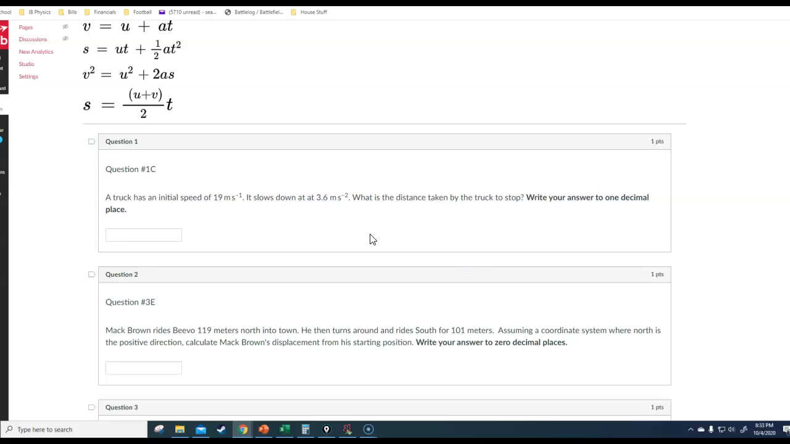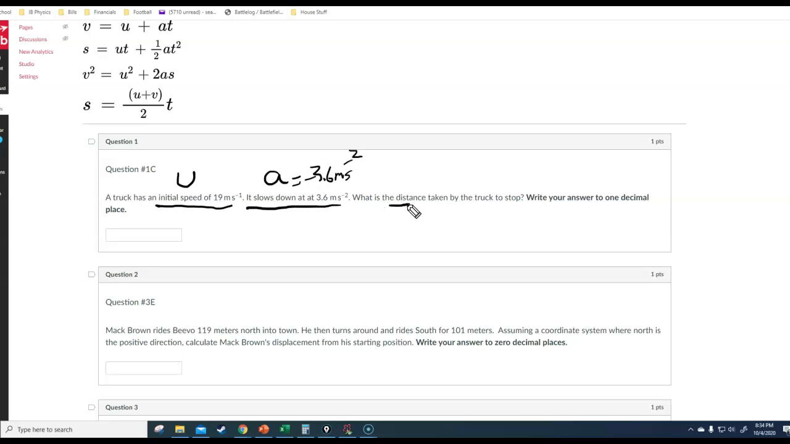Okay, so question number 1C says a truck has an initial speed of 19 meters per second. Okay, so I'm going to label this as u. That is going to be my initial velocity. It slows down at 3.6 meters per second squared. Now, a lot of people had issues with labeling this as negative 3.6 meters per second squared. Now, do they tell you the negative sign? No. But look, if the 19 is the initial velocity, and that's moving in the positive direction, if the truck is slowing down, it should have a negative acceleration. Okay, so that should be negative.